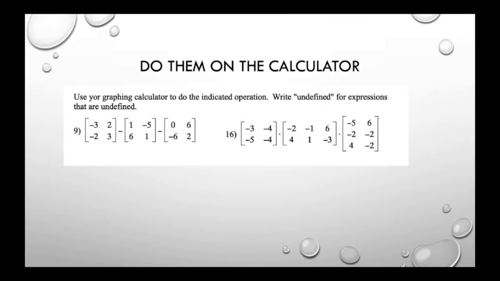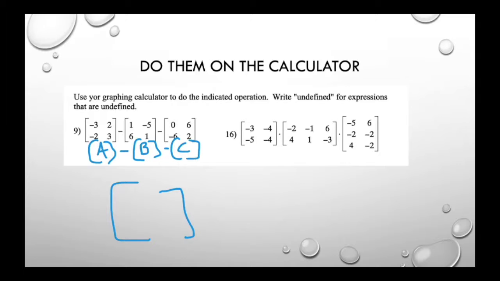Tell me what you get when you do number 9. So, let's review. We made this our A matrix, that our B matrix, that our C matrix. And then on your graphing calculator, once you were done, you took this one, minus the B matrix, and minus the C matrix, and you hit enter, and you got what? I got negative 4, negative 1, negative 2, 0. Double check your negative matrix.